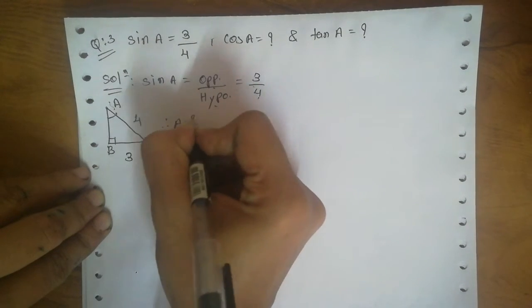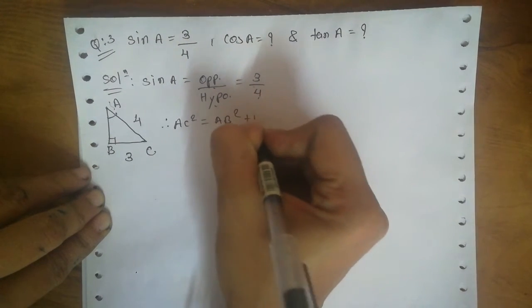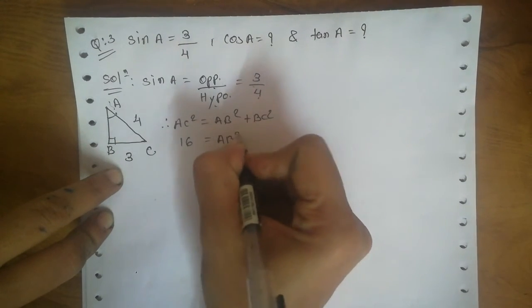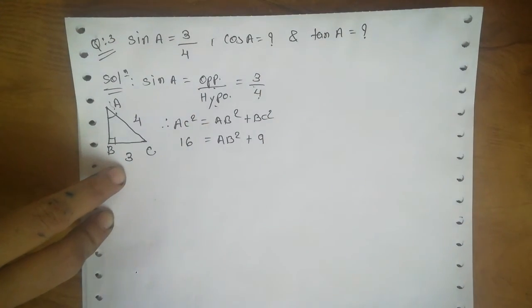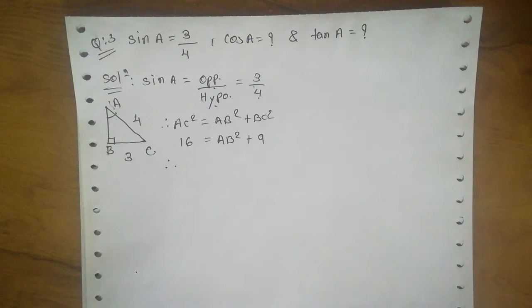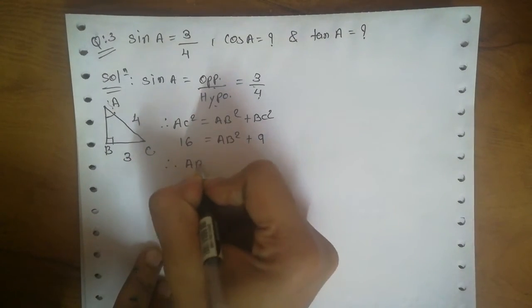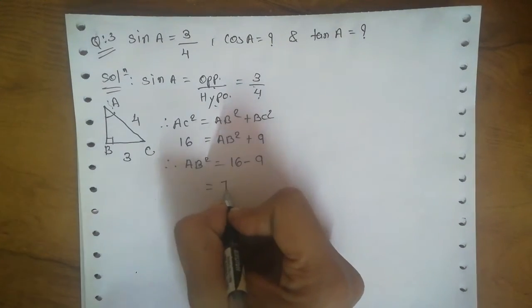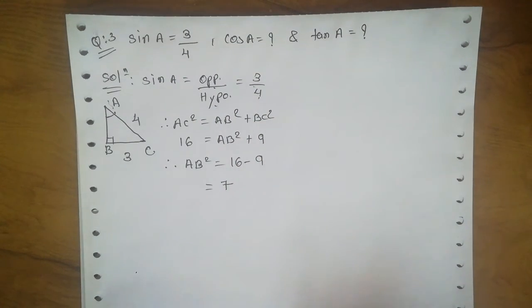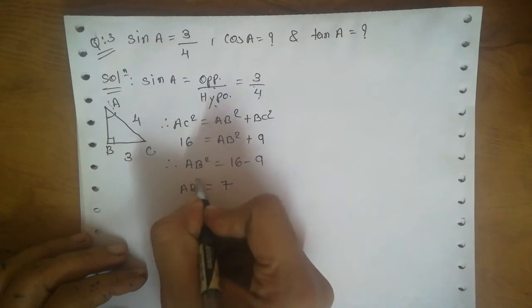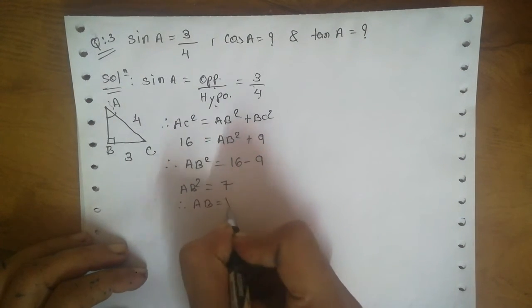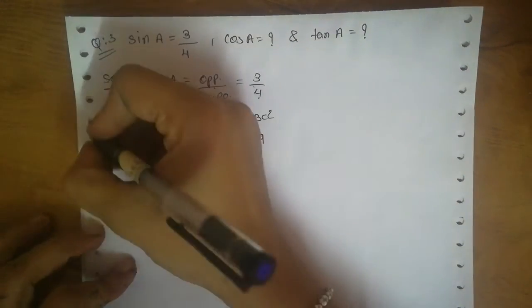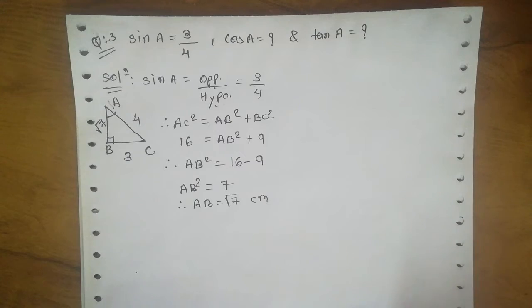Therefore AC square is equal to AB square plus BC square. Therefore 4 square is 16, AB square is not given, we need to find it, and BC square is 9. So we have AB square is equal to 16 minus 9, which is 7. So AB square is equal to 7. Therefore AB is equal to root 7 centimeter. So put down the value of AB is equal to root 7 centimeter.